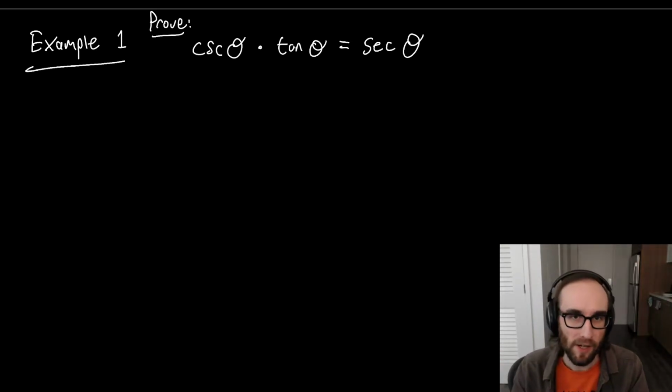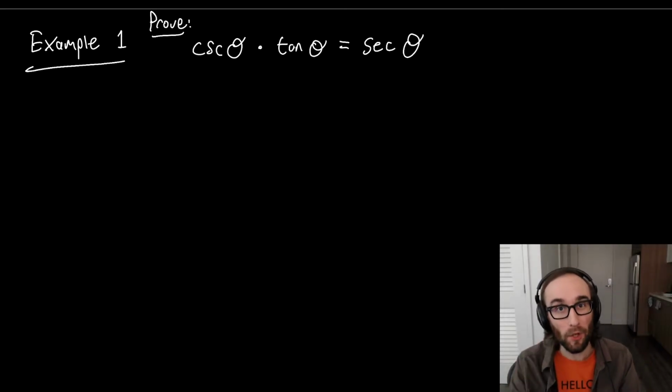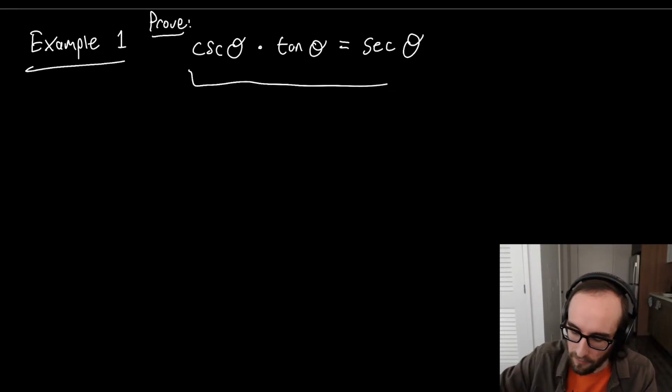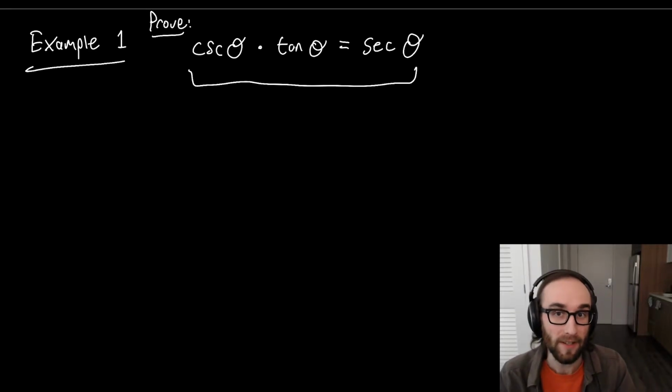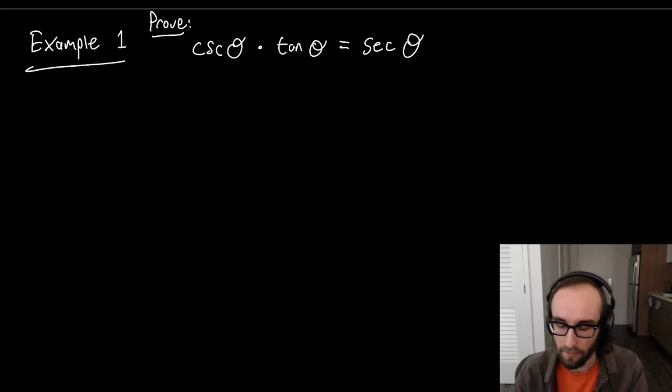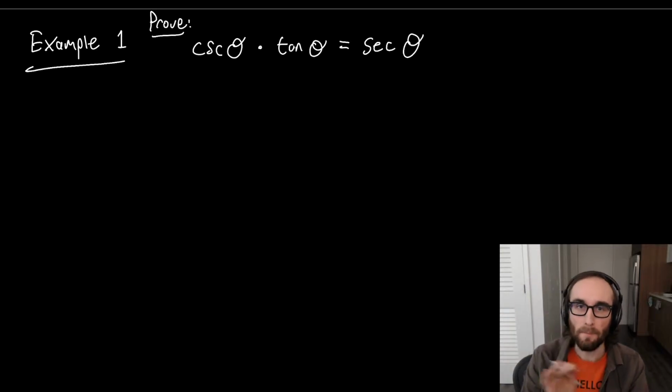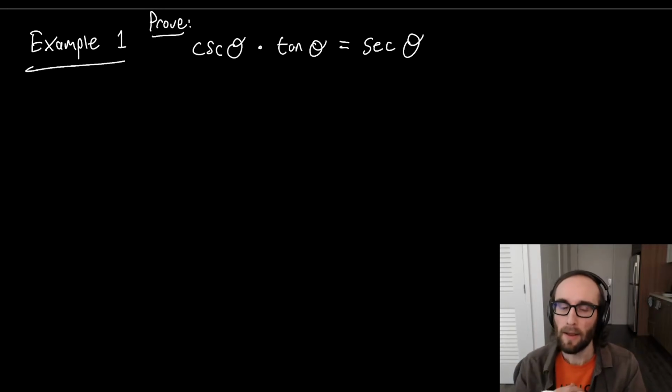You can actually find this in the textbook. Here we're trying to establish, which is just another word for prove, the identity that cosecant of theta times tangent of theta is equal to secant of theta. So what we're going to do here is choose one side and focus on manipulating or changing that side, substituting in values so that it looks like the other side.